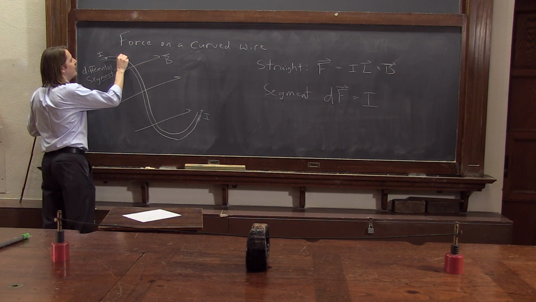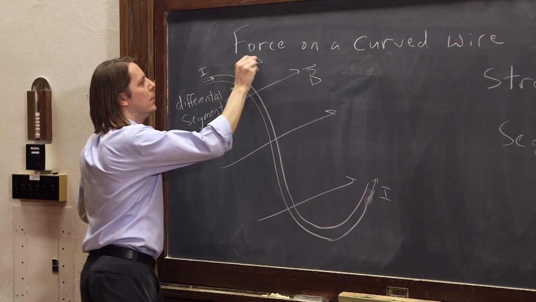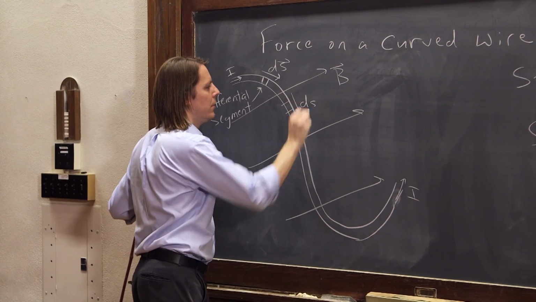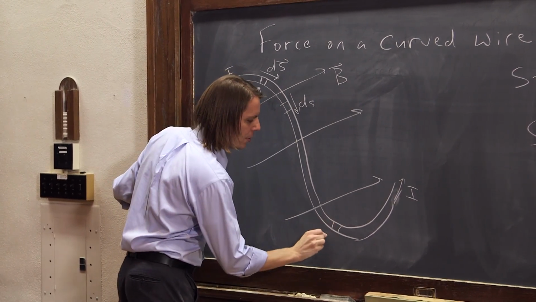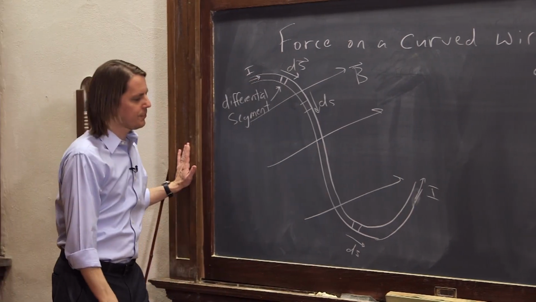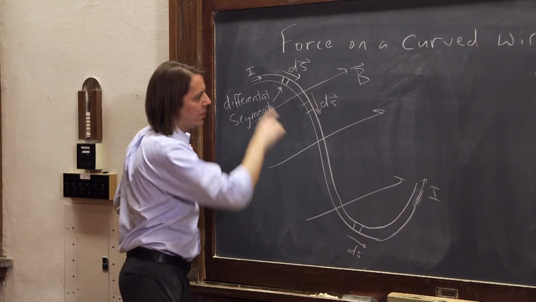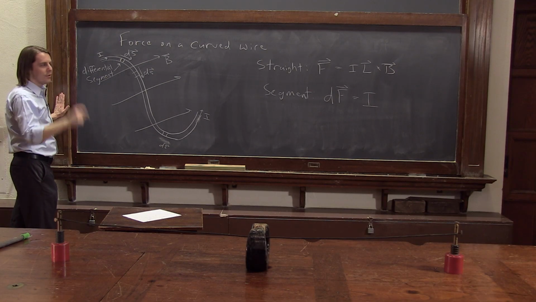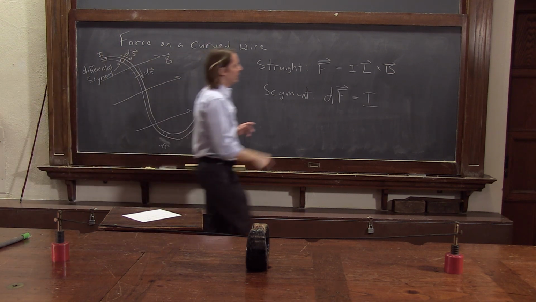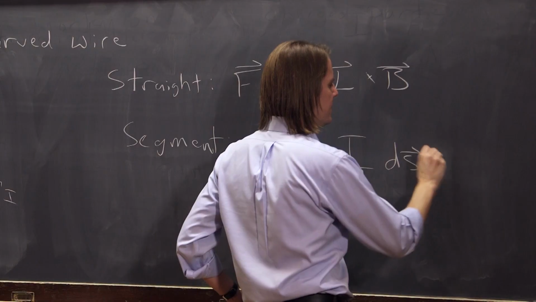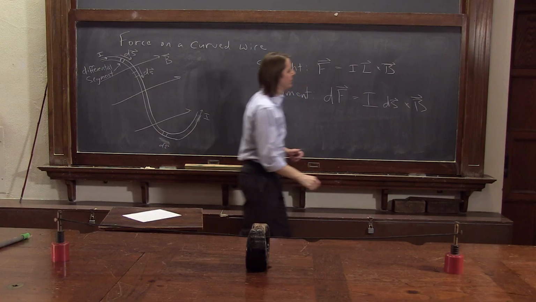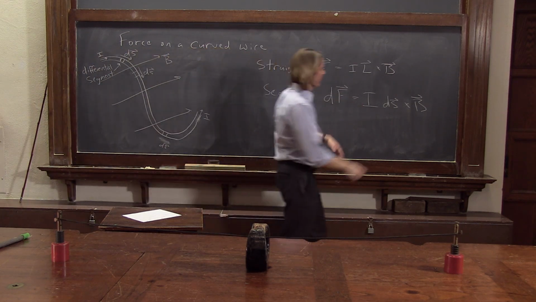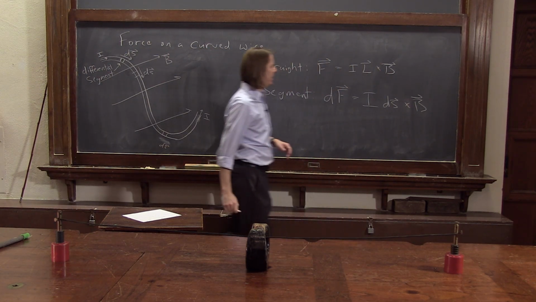So we actually call our ds a vector. We draw a little vector like that, ds. And if we were to draw it here, there's ds. And if we were to draw it here, there's ds. So ds just marches along the wire, following the direction of the wire and the current, and always a little differential small piece, so it looks straight. So dF equals I ds cross B, whatever the B field happens to be, wherever you are. Okay? So pretty much the same thing. We just replaced L with ds.